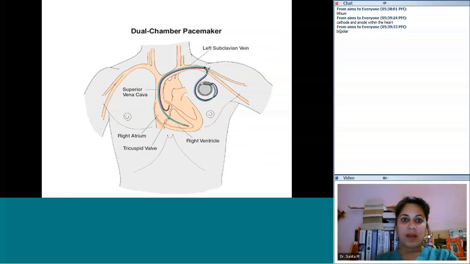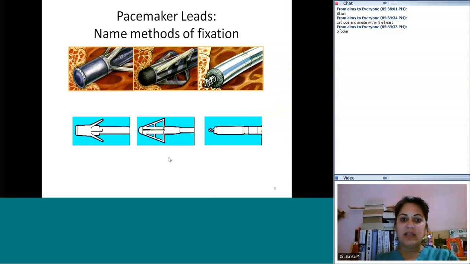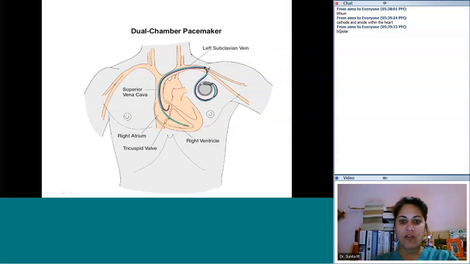Okay, so now this is an example of a dual chamber. You've got the pacemaker generator in the left pocket, then you've gone through the subclavian vein, superior vena cava. You've got one of the leads in the right atrium and one in the right ventricle. Now these are pacemaker leads. You can see here that you've got the pacemaker leads which are attached to the wall of either the atria or the ventricle.